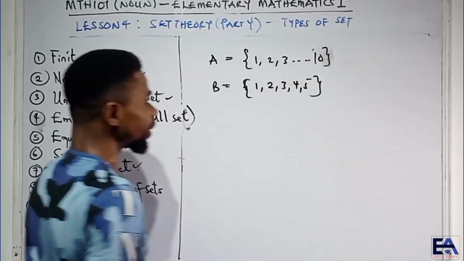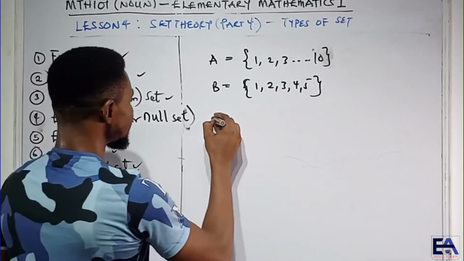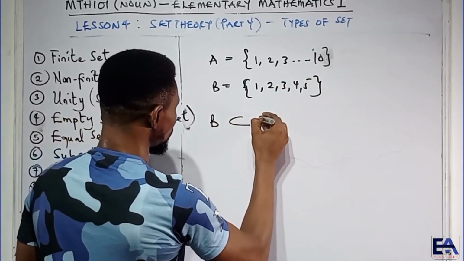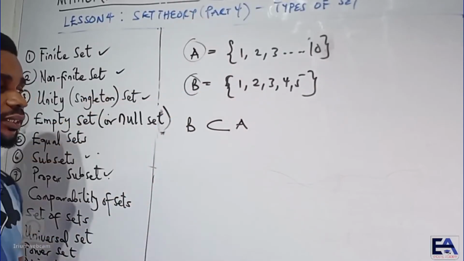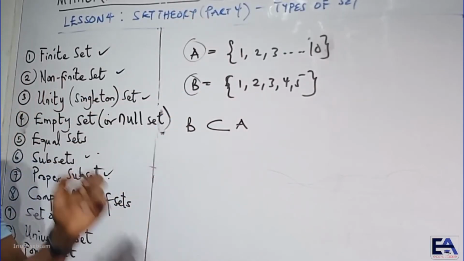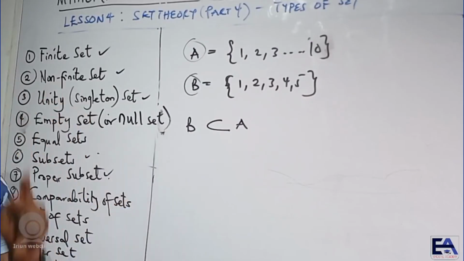Let me just put it this way. In this case, B is a subset of A. The reason is that every element in B can be found in A. So that is why B is a subset of A. And also, B is a proper subset of A.